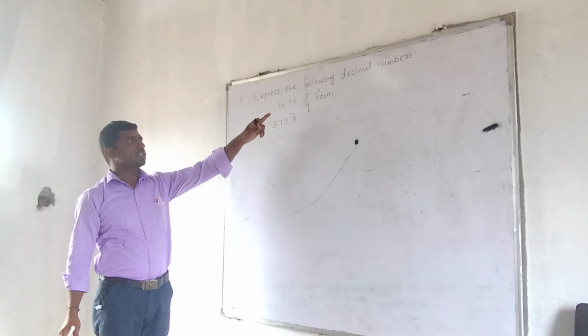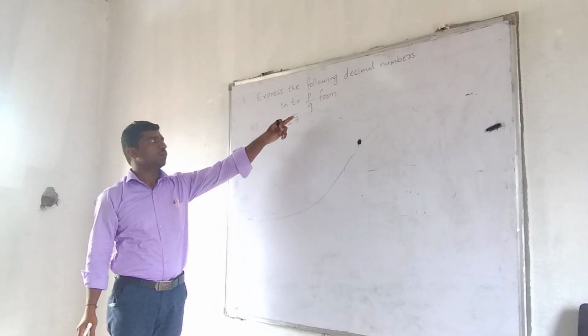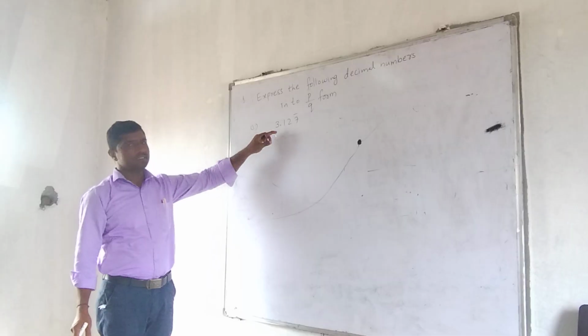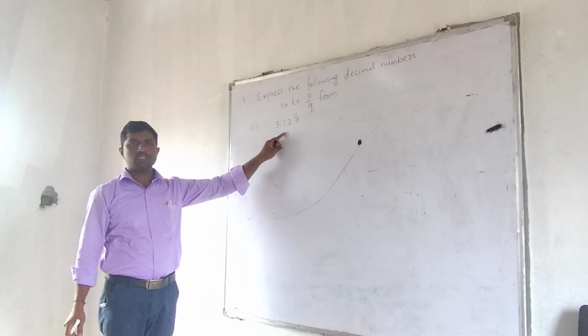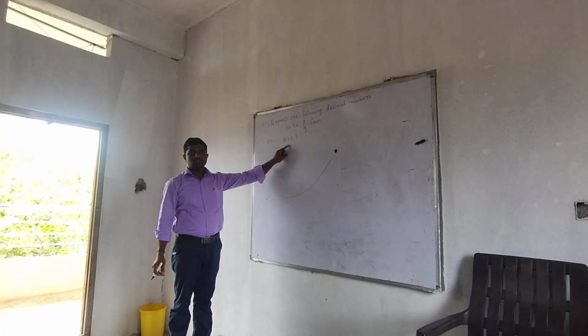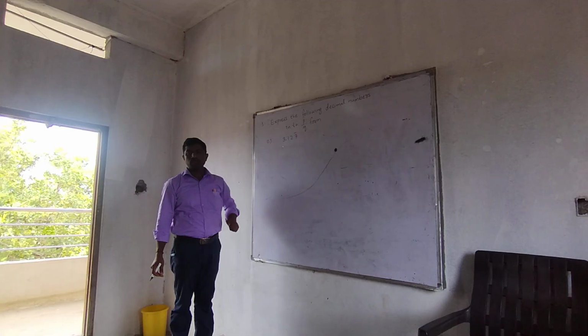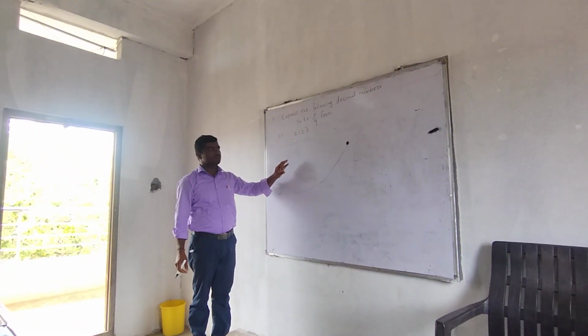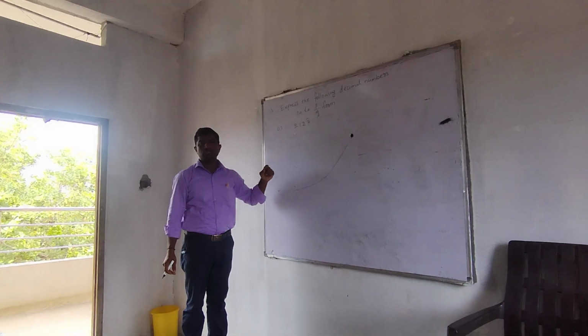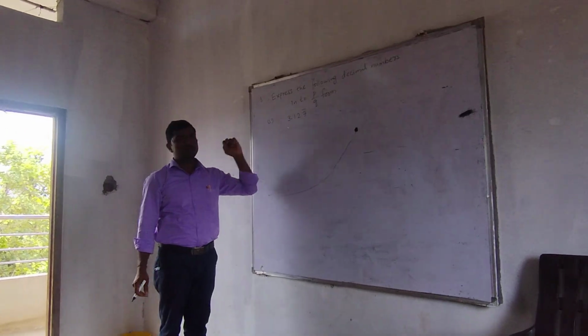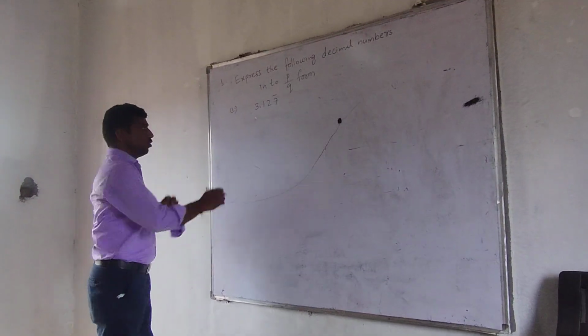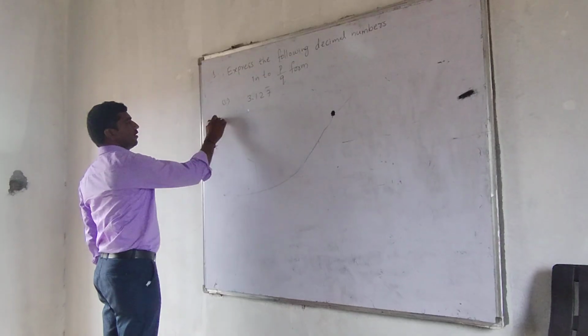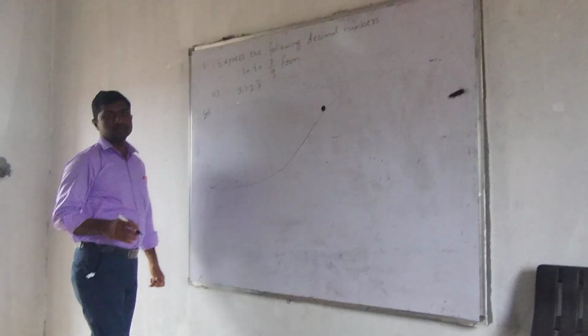Express the following decimal numbers into P by Q form. So first one is 3.127 bar. This one we change into P by Q form. So we have to change it into fractional form. This is decimal form. Now the solution, listen here.